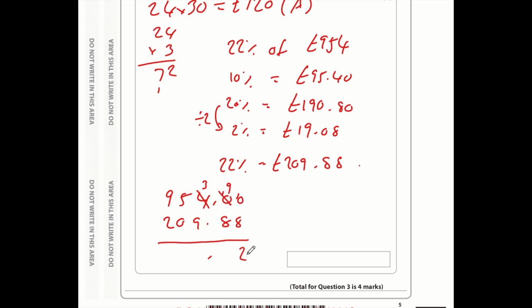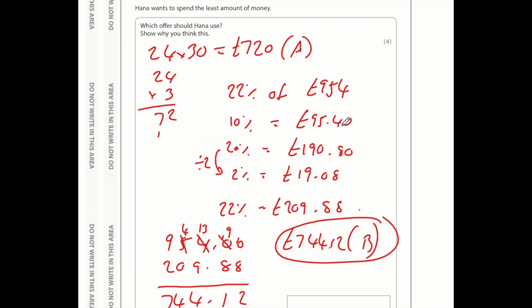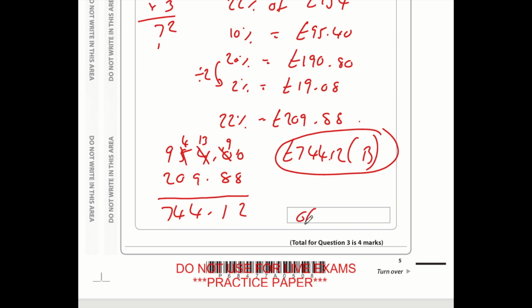10 minus 8 is 2, 9 minus 8 is 1, 3 minus 9 again, 5 becomes 4, 3 becomes 13, 13 minus 9 is 4, 4 minus 0 is 4, 9 minus 2 is 7. So offer B is £744.12. So we're just looking at this figure here and this figure here. So which offer should Hannah use? It should therefore be offer A, as it costs less.